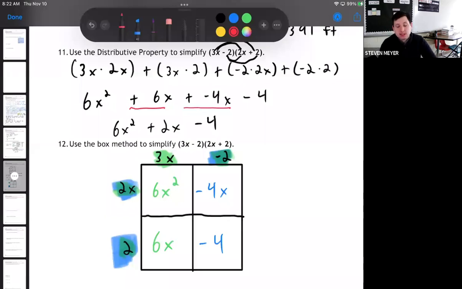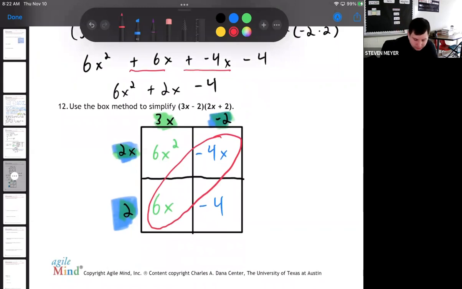Our last step is still to combine like terms, but this time our like terms are the ones that are diagonal to each other, because both of these have an x. Everything else stayed the same except for those like terms that I combined. So it starts with 6x squared, and then 6x and -4x is 2x. And then we have a -4 at the end.